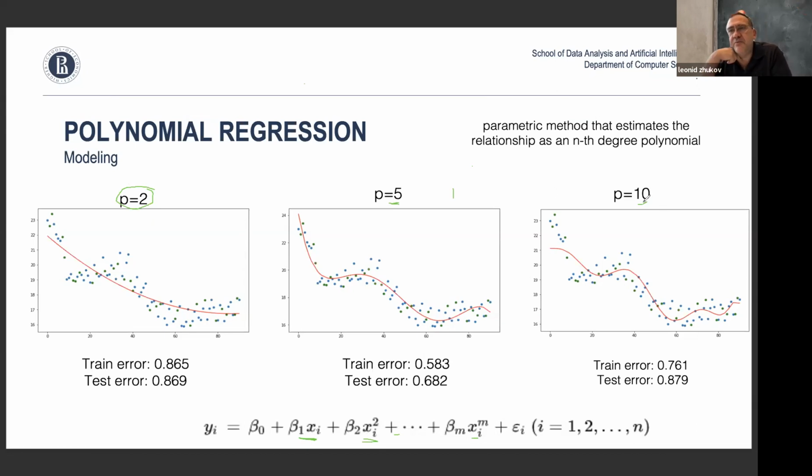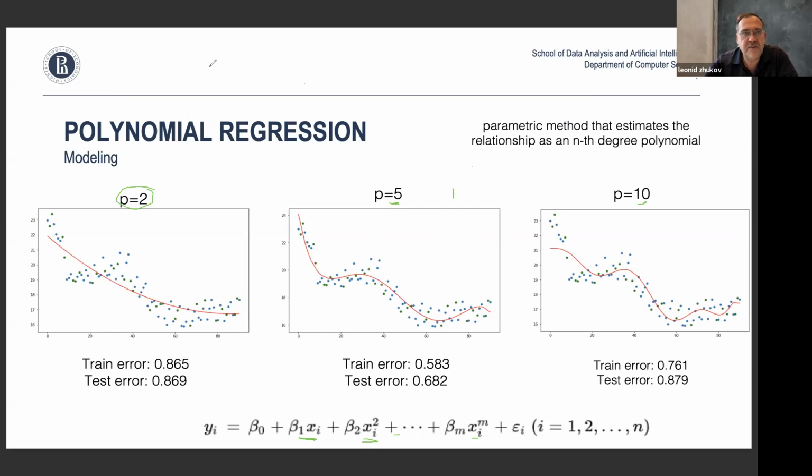The higher polynomial we take, the more parameters we have. The 2nd degree polynomial, p equal to 2, means you calculate 3 parameters. P equal to 10 means you calculate 11 parameters within the model. And the higher the polynomial degree, the more flexible the model is. The more oscillatory it's going to be, the better it's going to fit the data. But then what happens? Look at this.